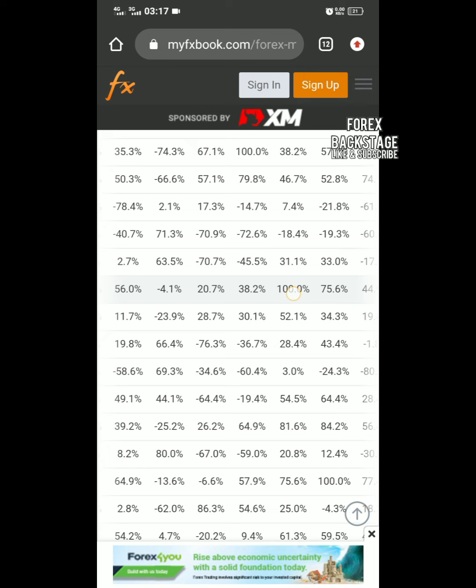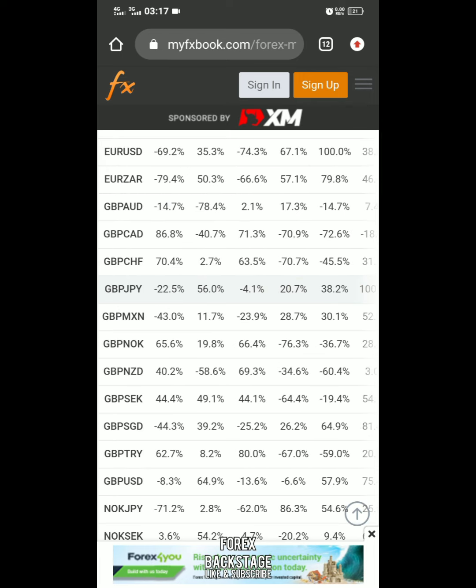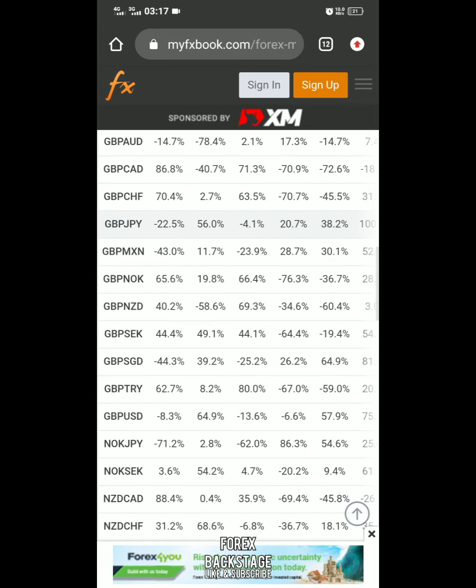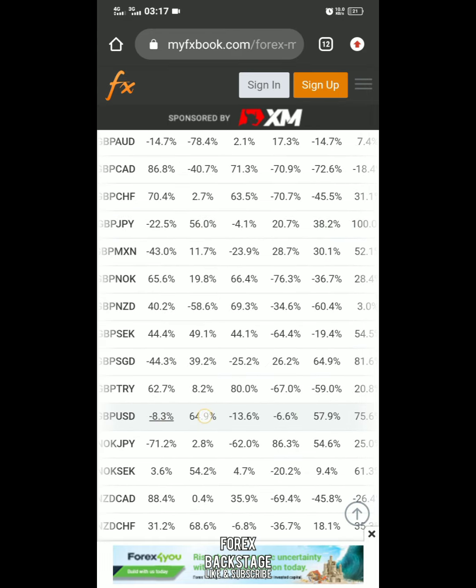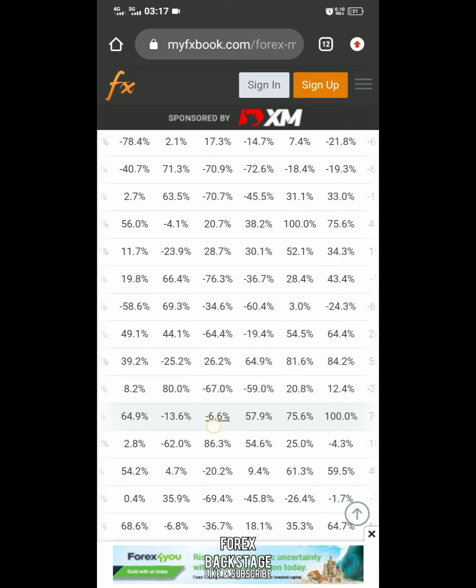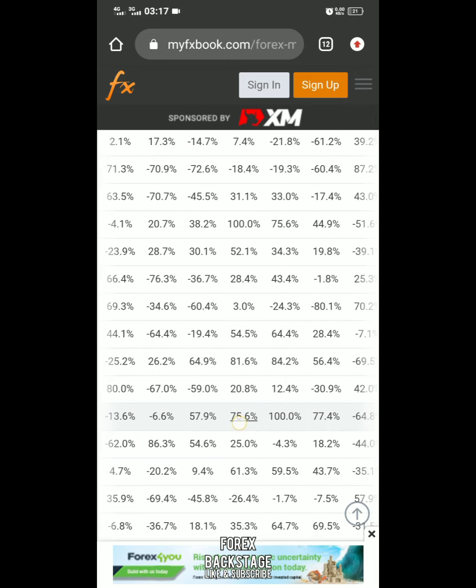So let's now check against GBPUSD. So against GBPUSD, okay, found it. So let's count 1, 2, 3, 4, 5, 6. See, the correlation is 75.6%, which is quite high. It's closer to 100. At least if you are buying GBPJPY, you should be expecting to buy GBPUSD.